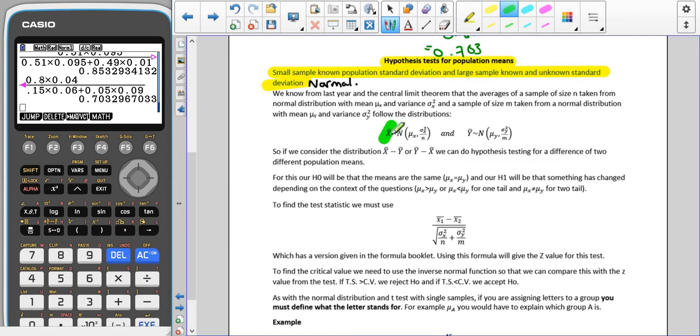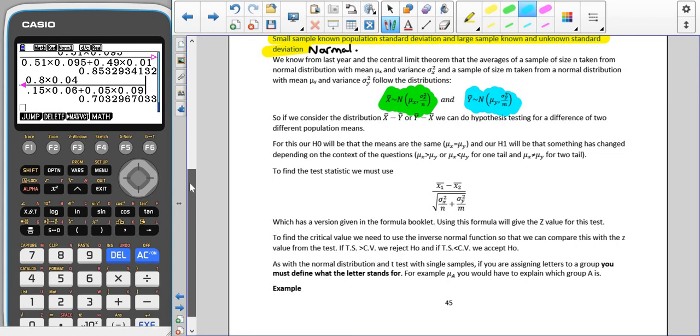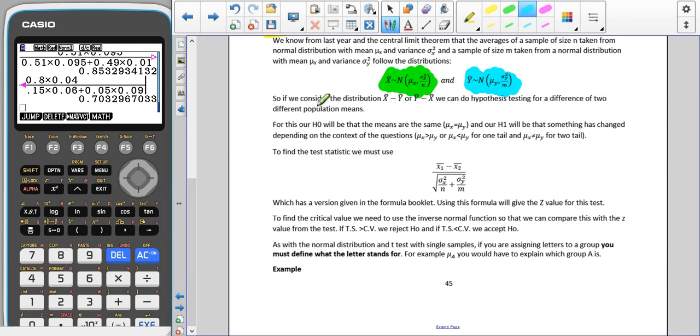So we know that the means of the first sample would follow the normal distribution still, with a mean of the same and a standard deviation of the standard deviation over the square root of n. But here they've talked about the variance, so because we've squared the top, we've squared the bottom, so we've got sigma x squared over n. And the mean of the y sample is going to be with a mean of mu y and a variance of sigma y squared over m. So if we consider the distribution of x bar minus y bar, or y bar minus x bar, we can do this testing two different population means. So we're looking at the difference of the two population means.